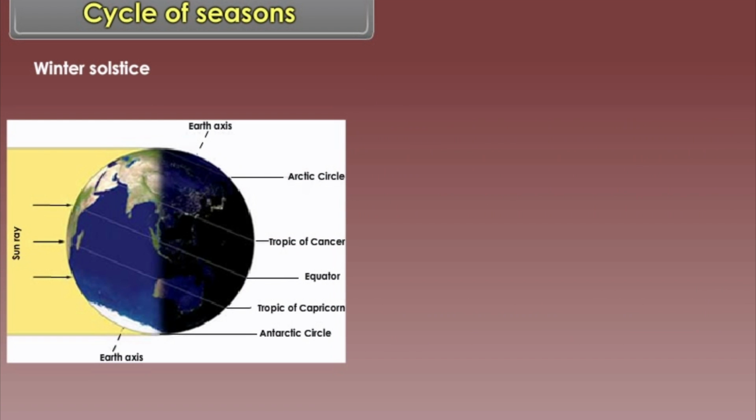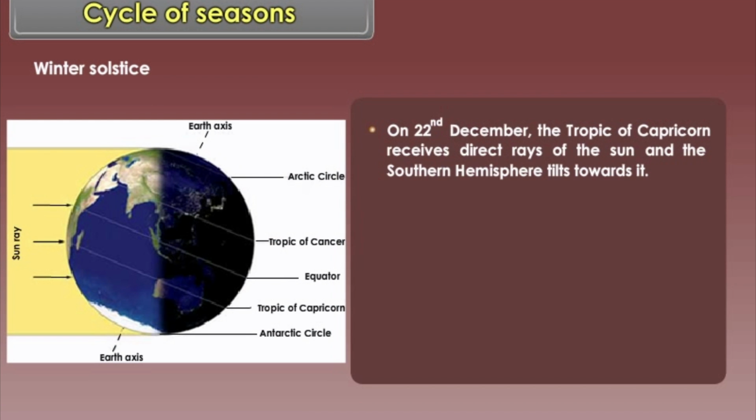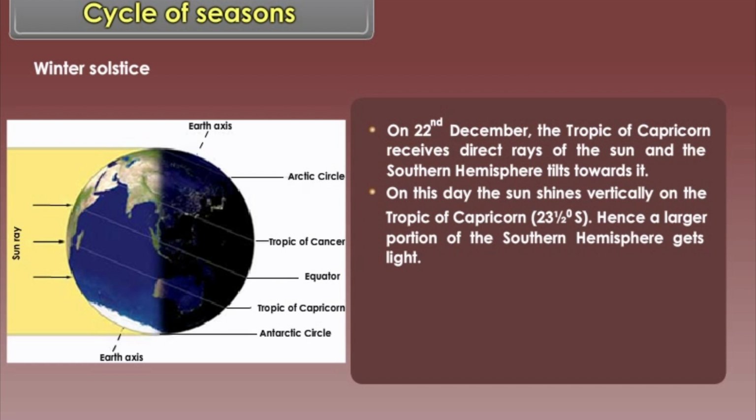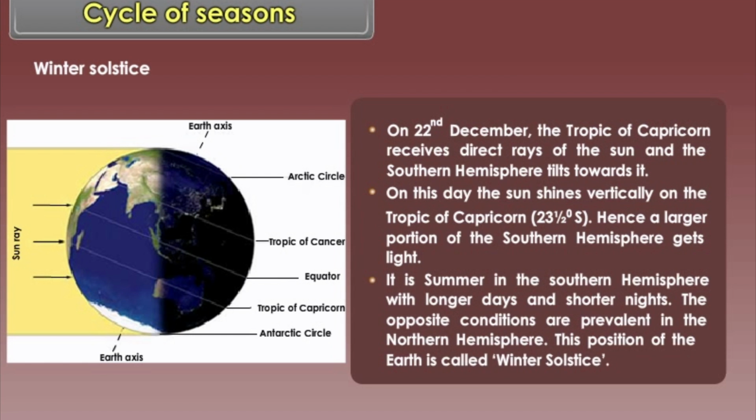Winter solstice. On 22nd December, the Tropic of Capricorn receives direct rays of the sun and the Southern Hemisphere tilts towards it. On this day, the sun shines vertically on the Tropic of Capricorn, 23.5 degrees south. Hence, a larger portion of the southern hemisphere gets light. It is summer in the southern hemisphere with longer days and shorter nights. The opposite conditions are prevalent in the northern hemisphere. This position of the earth is called winter solstice.